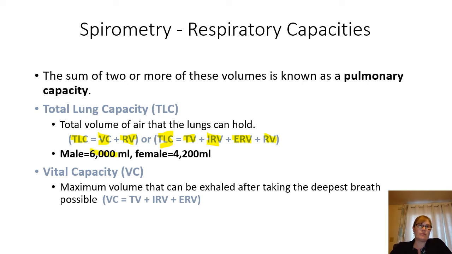All right, so when you add these up, we're looking at total lung capacity. Male, somewhere around 6,000 milliliters. Female, somewhere around 4,200 milliliters. And those numbers vary hugely. There's a huge swing in them. The taller you are, the higher your lung capacity. That's one of the factors. It also varies depending on your size, your genetics, there's lots of things. But these are the numbers that I want you to know.